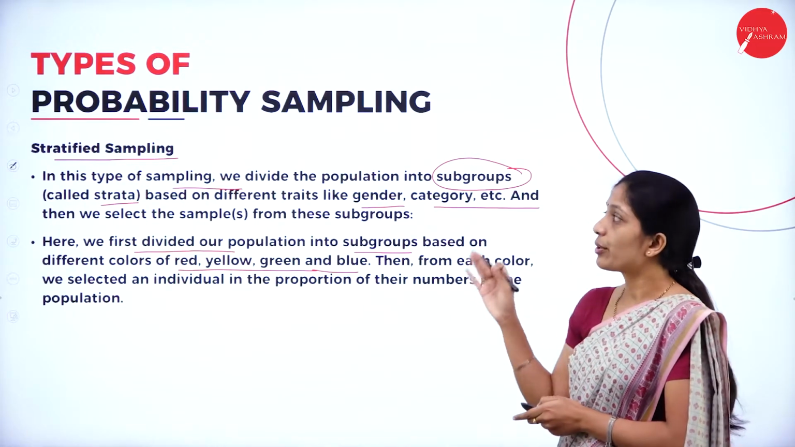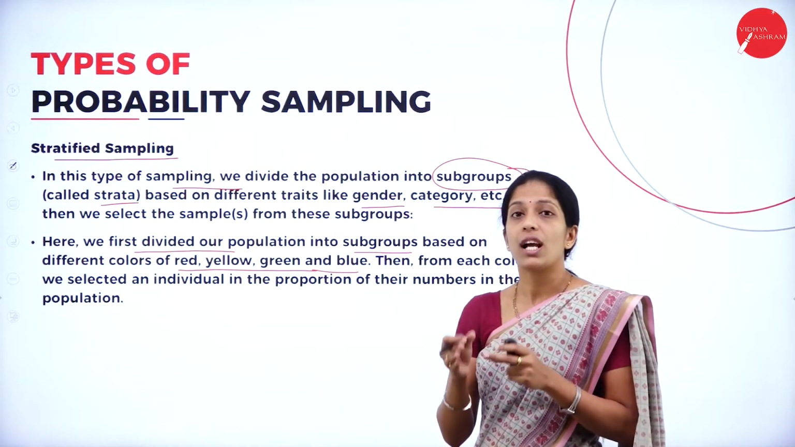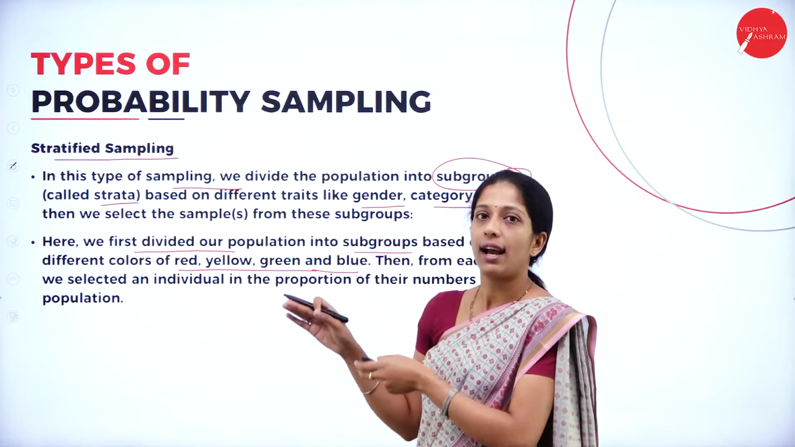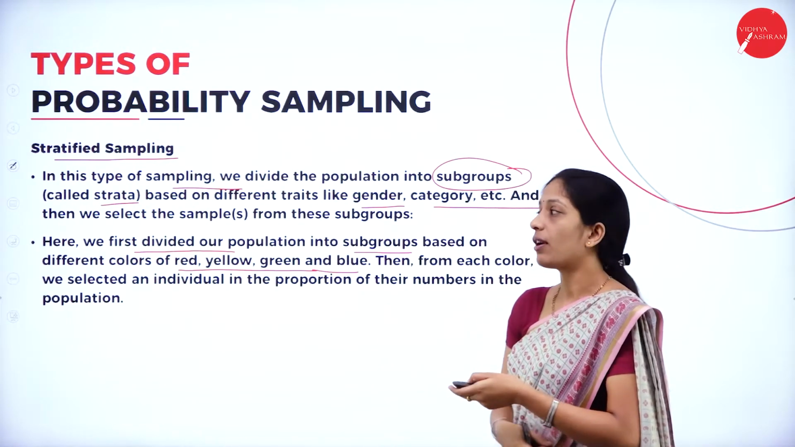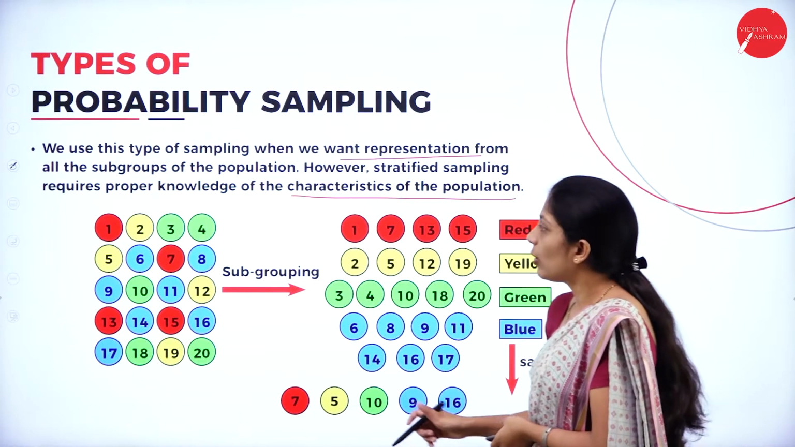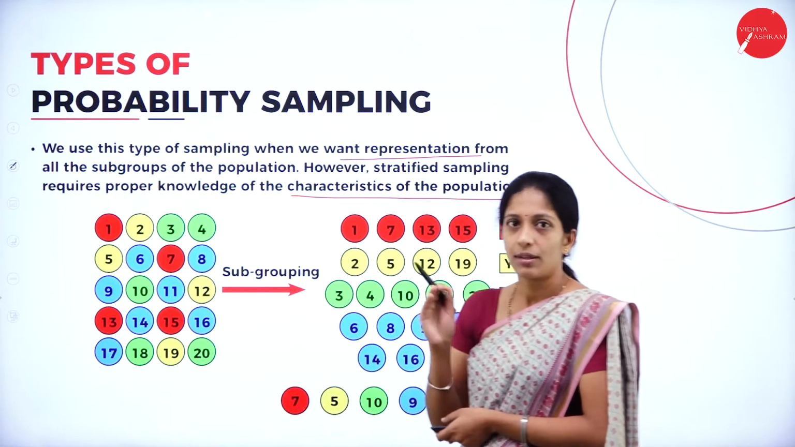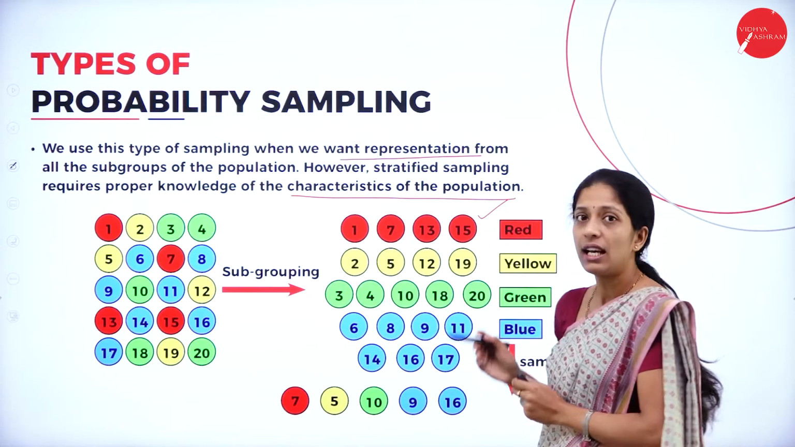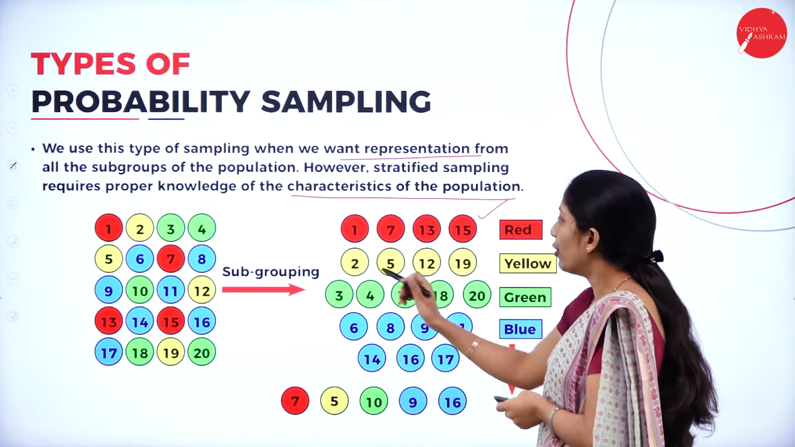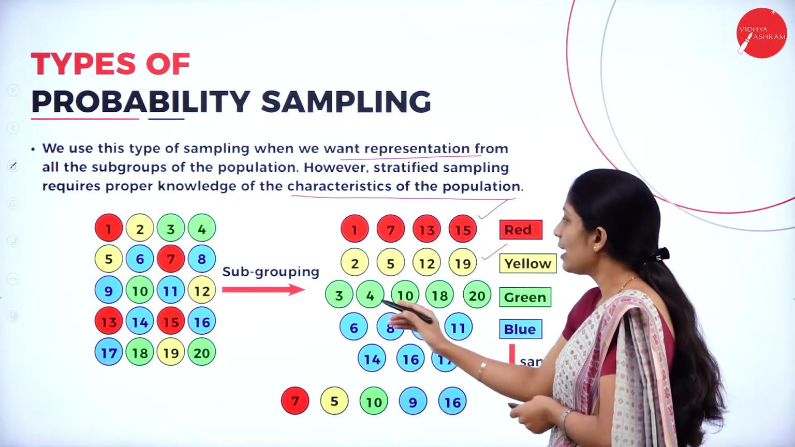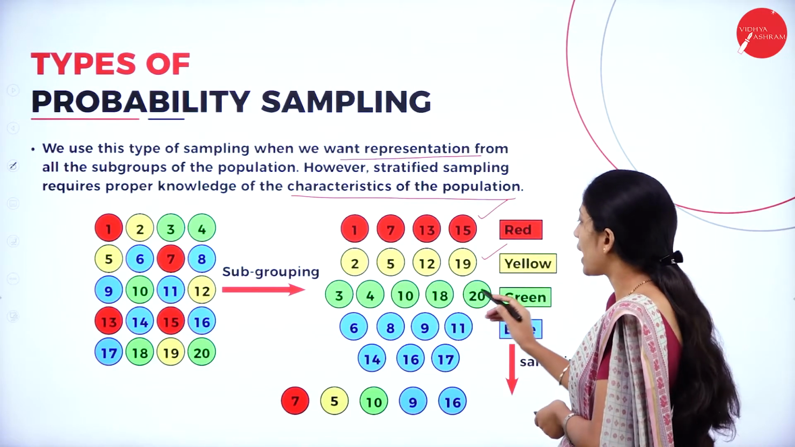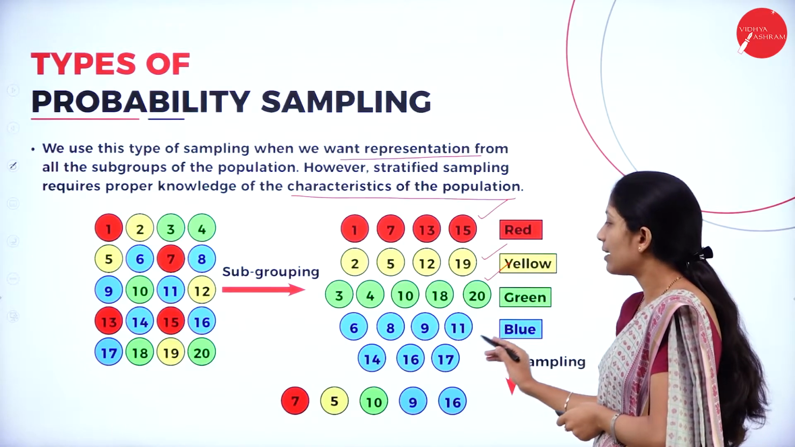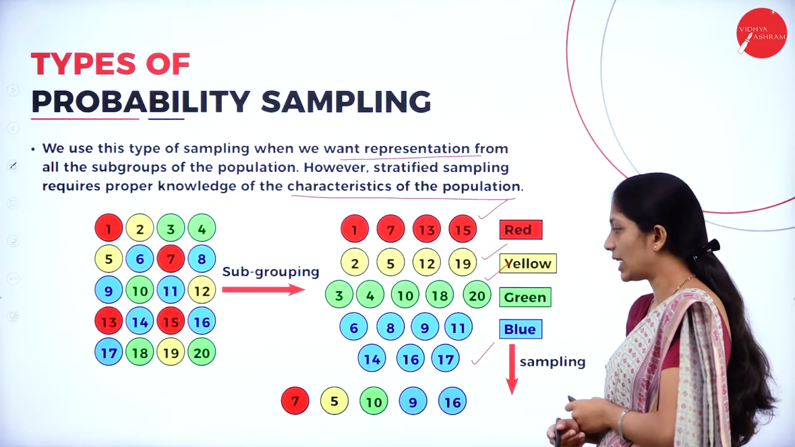Now, as I told you, stratified sampling means what? We are going to divide according to their characteristics. So here I have taken the color, and depending upon the color I am going to divide. All the red I am going to make into one group, that is 1, 7, 13 and 15. So this is a red group. Next all yellow 2, 5, 12 and 19. Next all green 3, 4, 10, 18 and 20. Next all blue 6, 8, 9, 11, 14, 16 and 17.